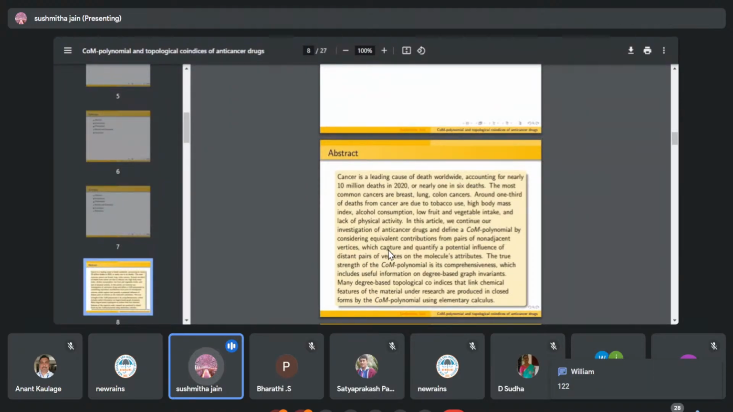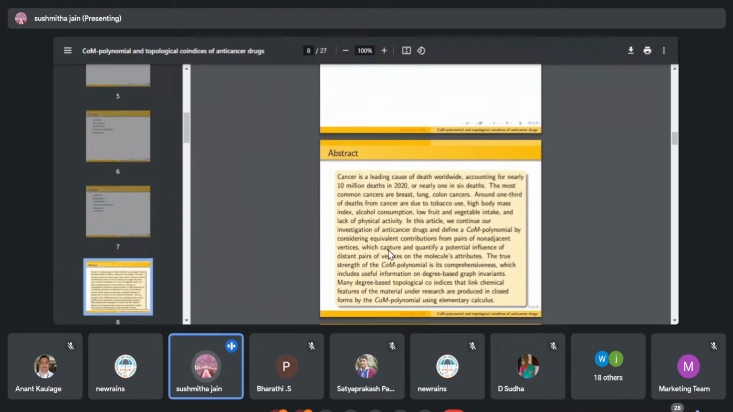Cancer is the leading cause of death worldwide, accounting for nearly 10 million deaths in 2020, or nearly 1 in 6 deaths. The most common cancers are breast, lung, and colon cancer, and more. Around one third of deaths from cancer are due to tobacco use, high body mass index, alcohol consumption, low fruit and vegetable intake, and lack of physical activity.